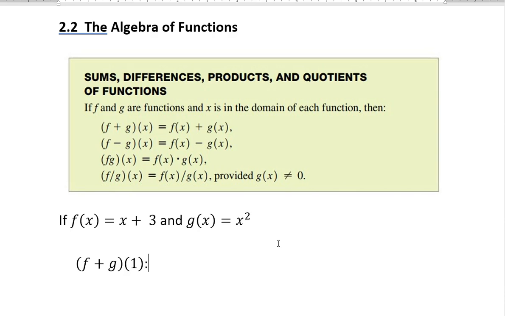So my f of x is going to be x plus 3. That's my f of x. And then plus my g of x, which is x squared. All right, and now I'm going to replace the x with 1. So here I have 1 plus 3 plus 1 squared, which is the same as 1. So this overall is going to give me a 5.